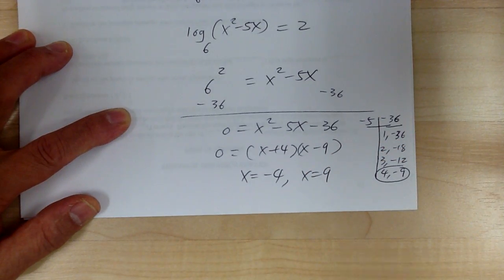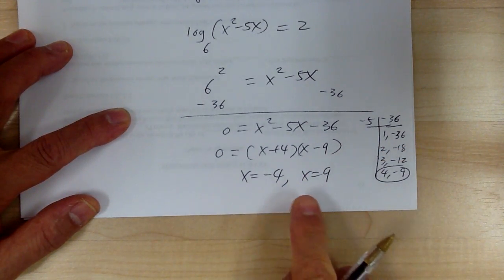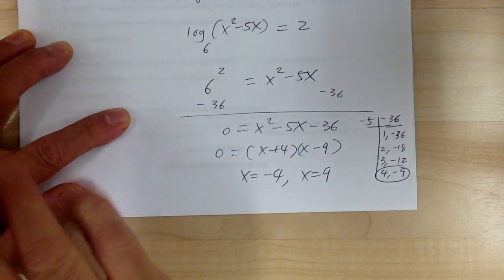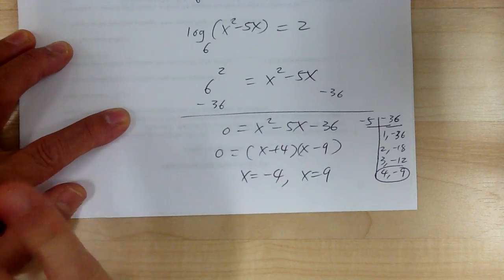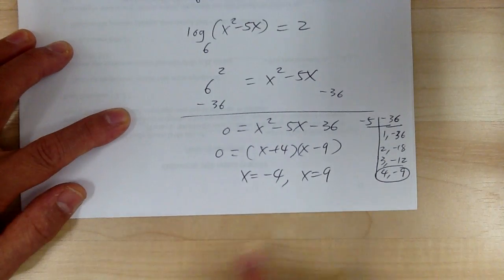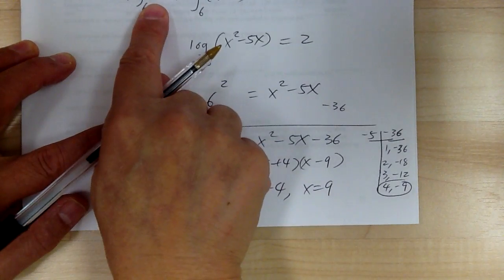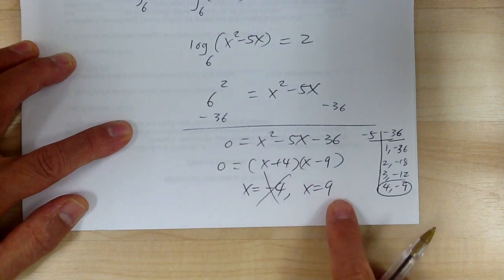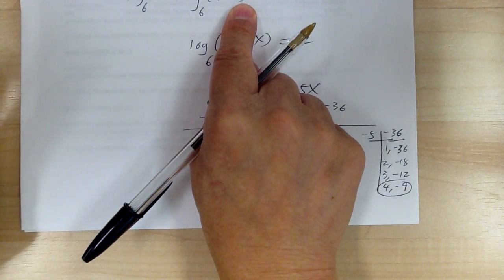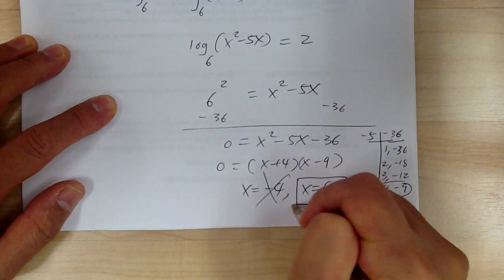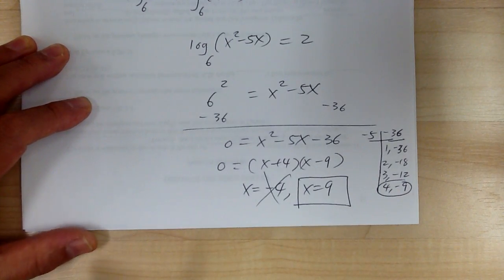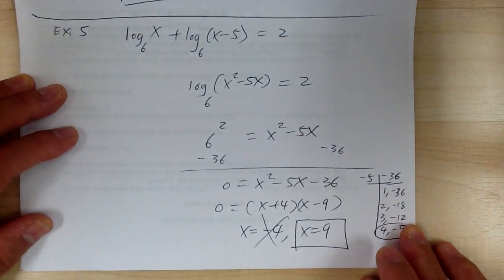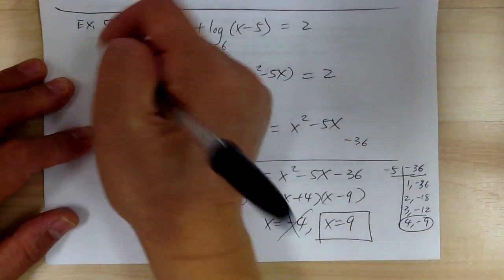Okay, now you have to be careful whenever you're dealing with logs. You have to put your numbers back in the original equation and check. You cannot have a log of a negative number. So if you put this one over here, it's no good. Now you put this one over here, it's good. You put this one over here, 9 minus 5 is 4, so you're still good. So only one answer is good. So again, you cannot have a log of a negative number. And so that's it. Okay, so let's go and do some practice.